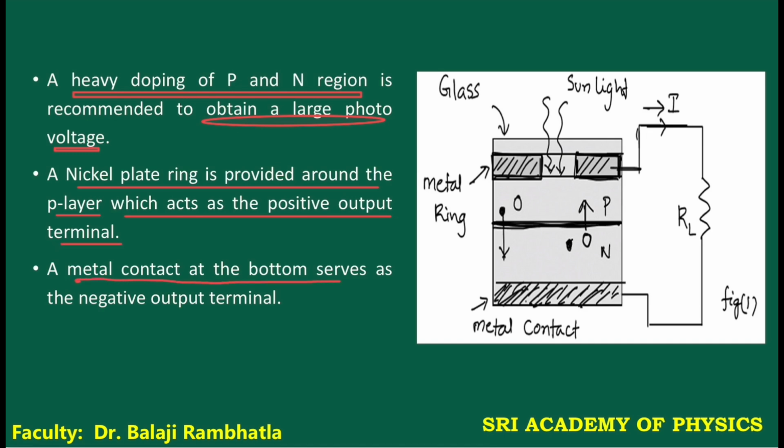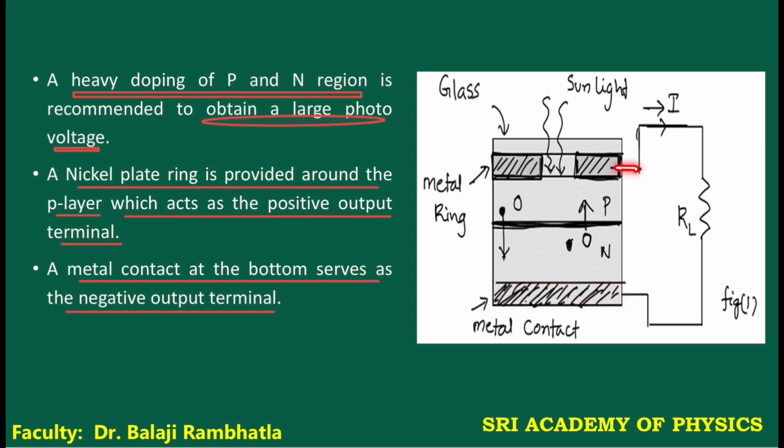The metal contact at the bottom serves as a negative output terminal. So here, this is a nickel ring. This nickel ring should act as a positive terminal, and the metal contact at the bottom serves as a negative output.